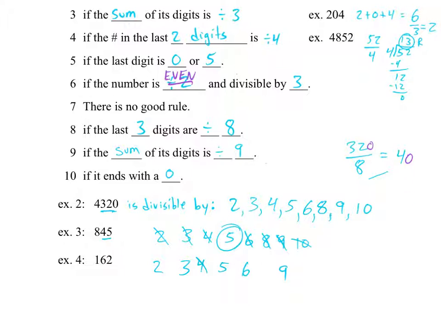How about 5? No, because it doesn't end in a 5 or 0. How about 8? 8 uses the last 3 digits. No, it doesn't work. Easiest might be just to go through and do divisible by 8. So we have 162 minus 160, and a 2. Yep, 8 can't go in there, so you have remainder 2. So 8 doesn't work. 9 we said works. Does 10 work? No. So then we have 2, 3, 6, and 9.